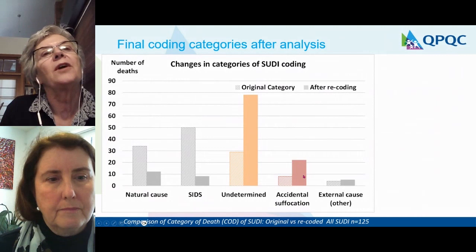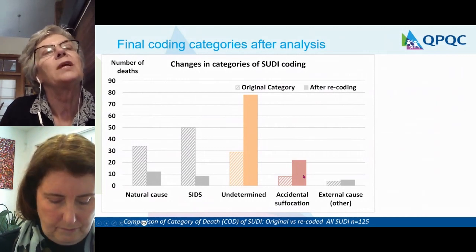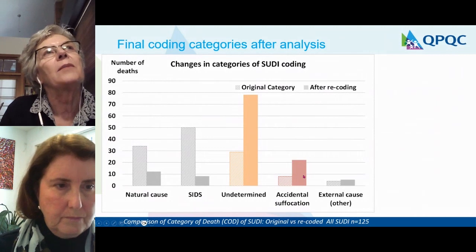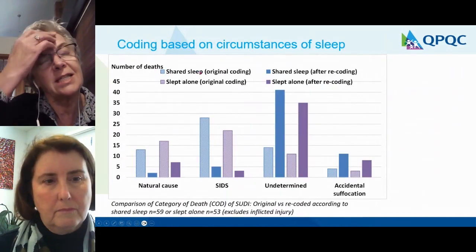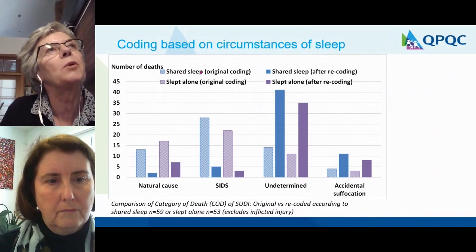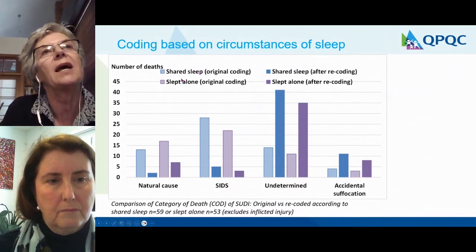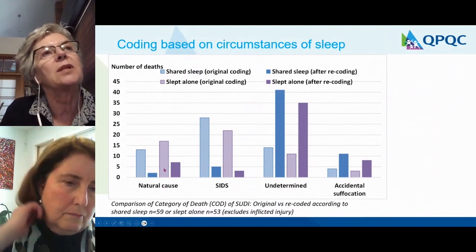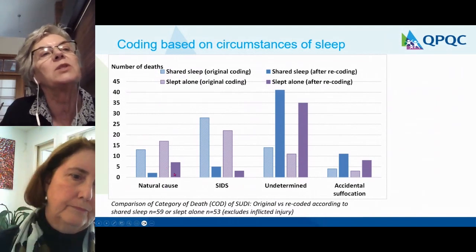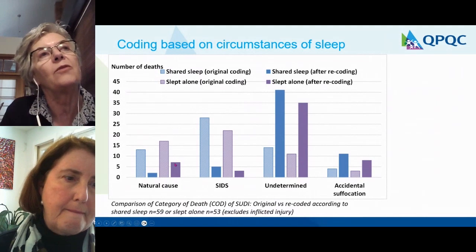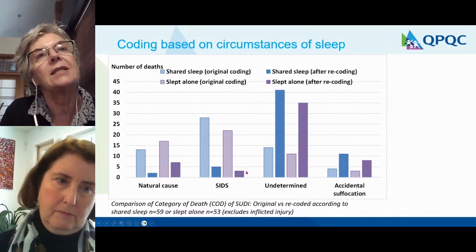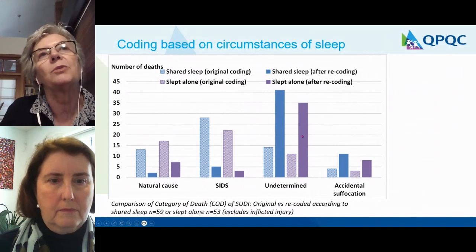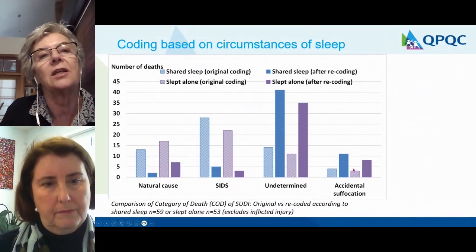So I just wanted to finally focus on the reclassification. We didn't use shared sleeping as a standalone risk factor, but we were interested if we were biased and somehow more willing to recode deaths from shared sleep versus deaths when the infant slept alone. The blue here is the shared sleep infants, and the purple is the infants who slept alone. It's interesting that there wasn't really any difference between the two groups. In both groups, the number of natural cause deaths and SIDS reduced, and the number of undetermined cause and accidental suffocation increased.